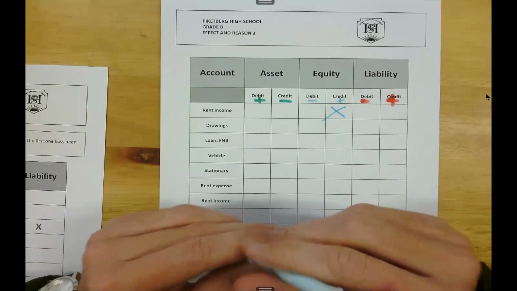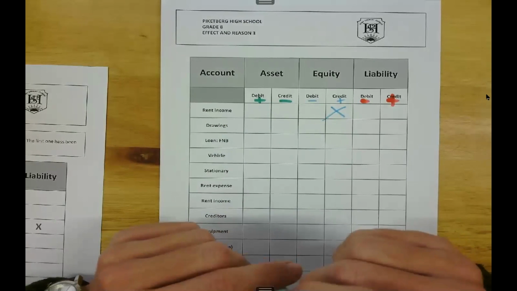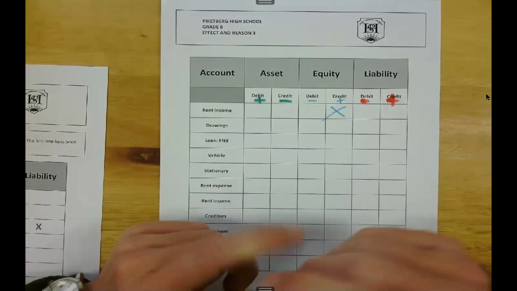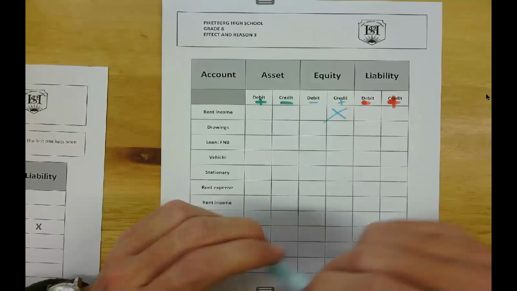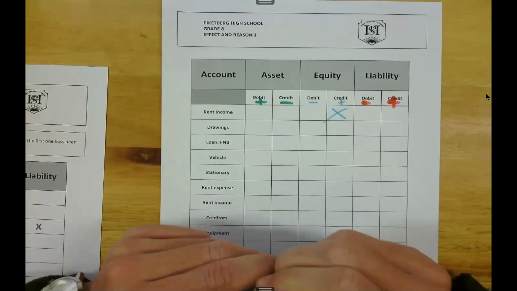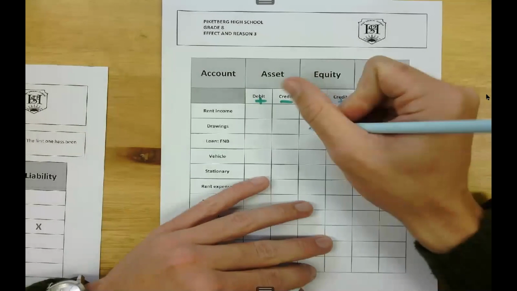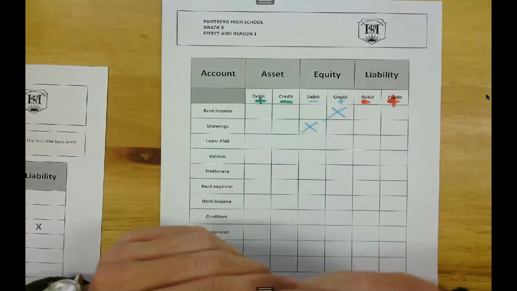All right. The next one, drawings. It's something that decreases your equity. It makes your equity less because the owner of the business takes out money from the business's account. So you will just debit that equity account.